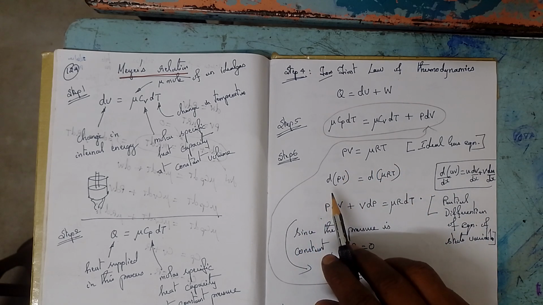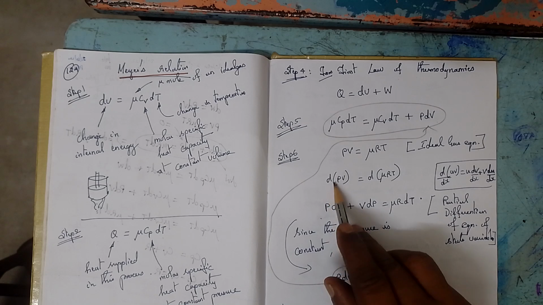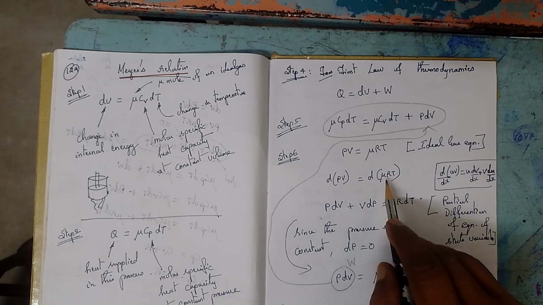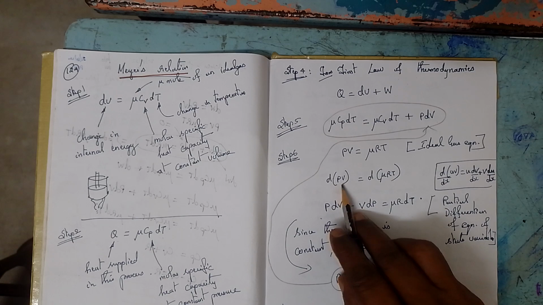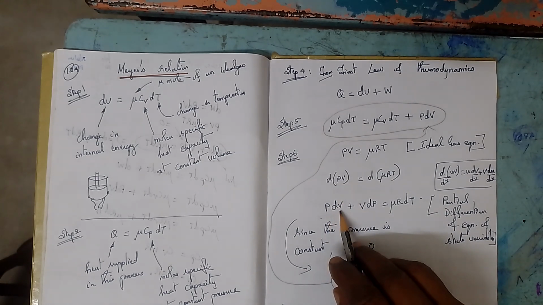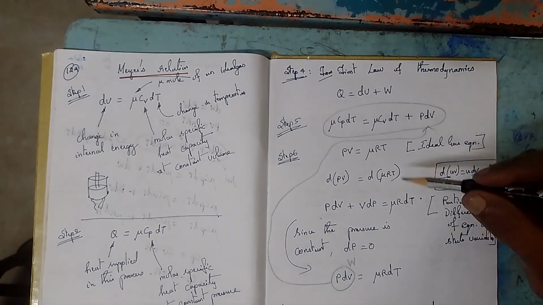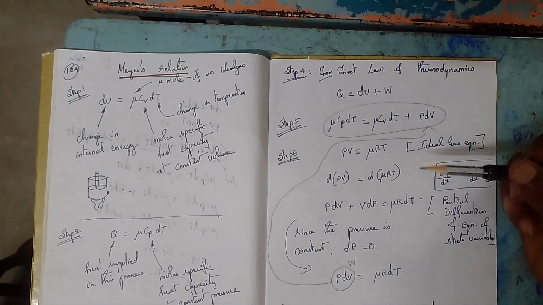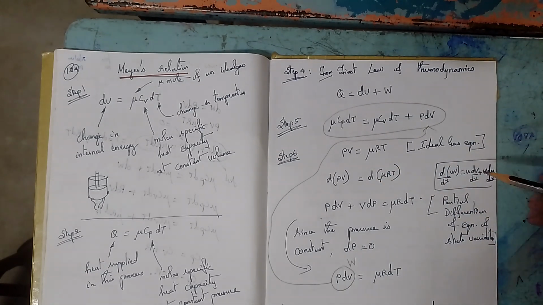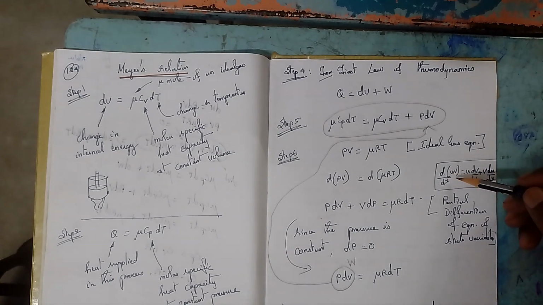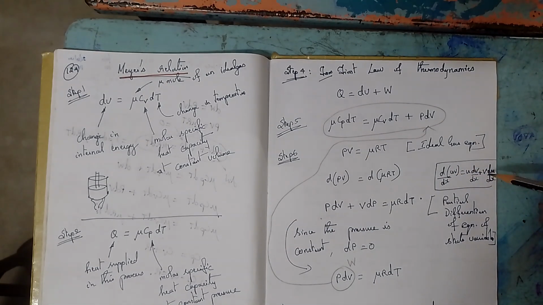Differentiating both sides, the differentiation of PV equals the differentiation of μRT. That gives P into the differentiation of V, which is dV, plus V into the differentiation of P, which is dP. Here μ and R are constant, so only dT remains. Remember the basic differentiation formula: d by dx of uv is u into the differentiation of v plus v into the differentiation of u with respect to x.